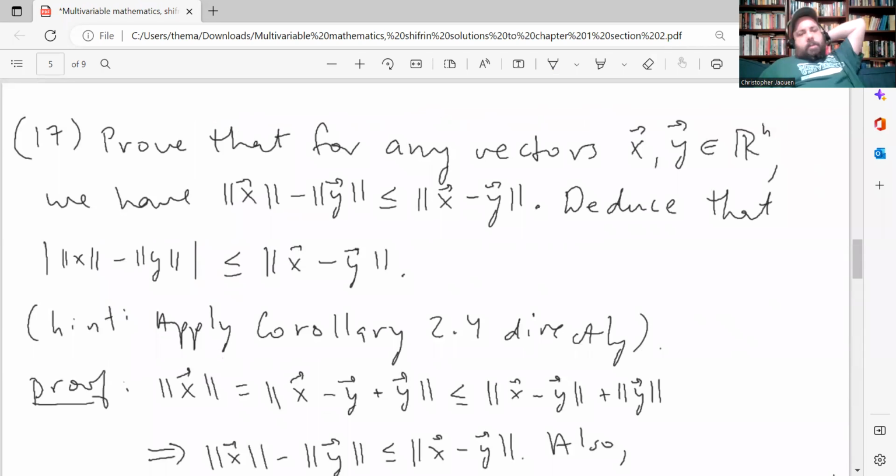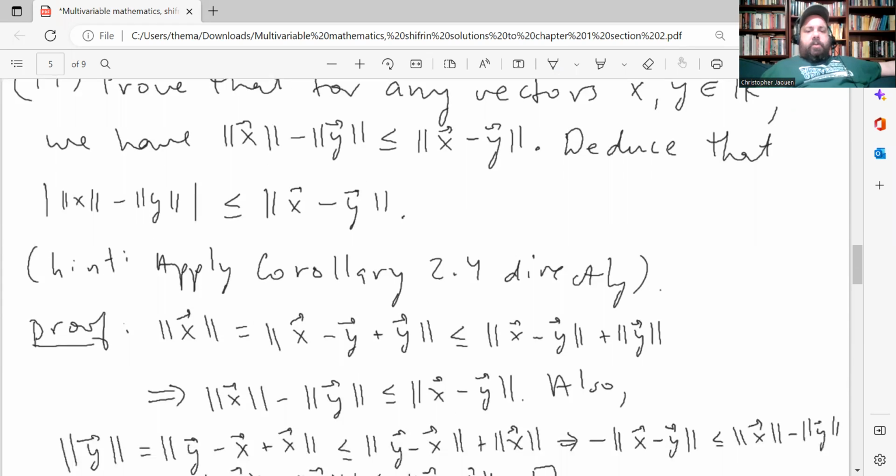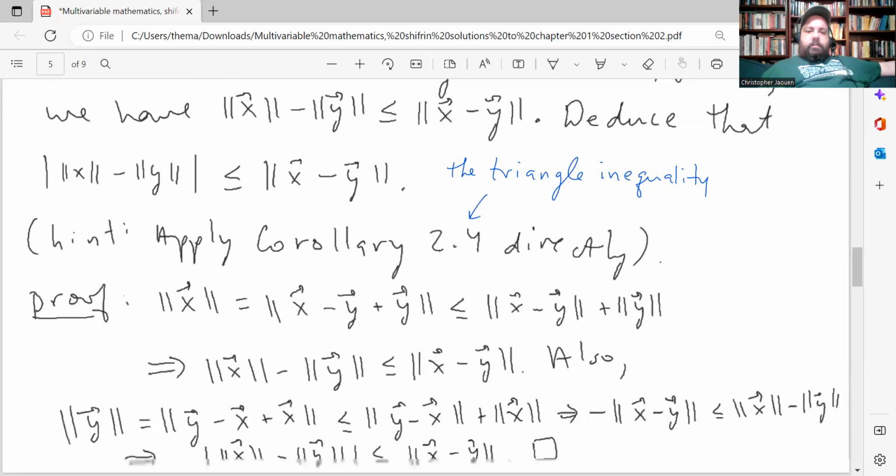All right, here he wants us to prove that for any vectors x and y in Rn, we have length x minus length y less than or equal to length x minus y, and then he wants us to use that to deduce that the absolute value of length x minus length y is less than or equal to the length of x minus y. And he gives a hint also. He says apply Corollary 2.4 directly. Corollary 2.4 is the triangle inequality. All right, so that's what I did.